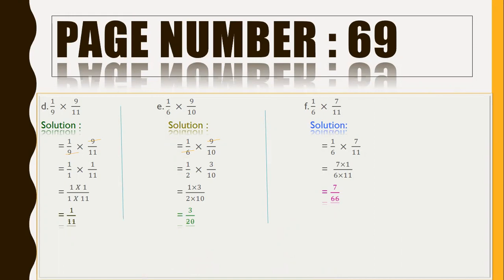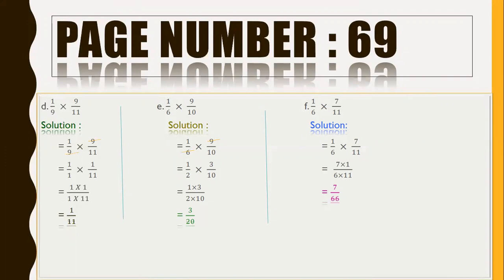E, 1 over 6 multiplied by 9 over 10. Again, you should be careful about the fractions, and you see whether we can cancel any term or not. 1 over 6 and 9 over 10. Yes, we can cancel 9 and 6. You cannot cancel 6 and 10 because they both are in the denominator.